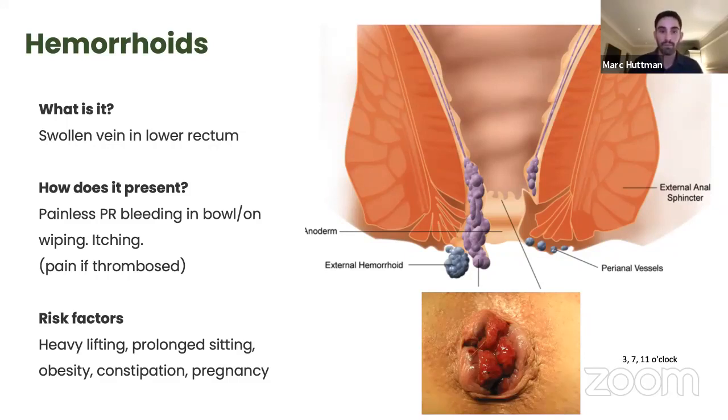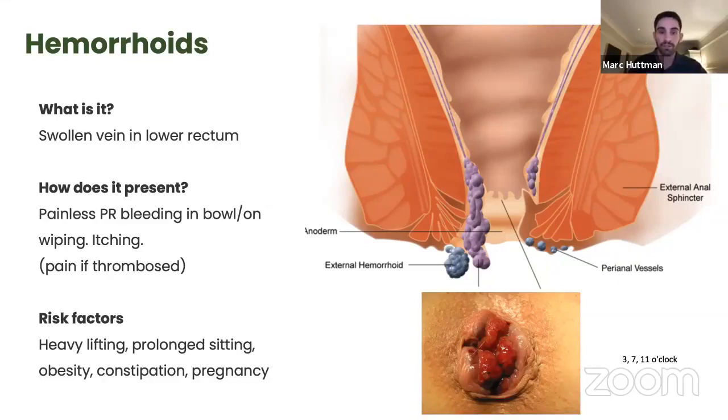True external hemorrhoids, i.e. hemorrhoids from the perineal vessels outside, below the pectinate line, are actually extremely rare. So when you hear someone saying external hemorrhoid, ask yourself, do they mean external hemorrhoid, or have they not listened to this talk or read their books, and do they actually mean a prolapsed internal hemorrhoid, which is much more common? So that picture at the bottom is a prolapsed internal hemorrhoid.